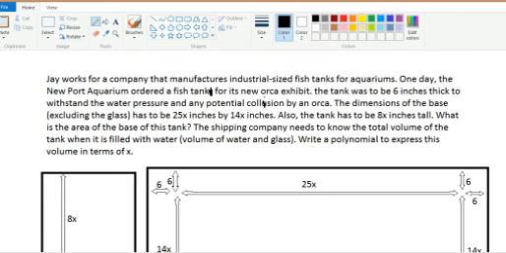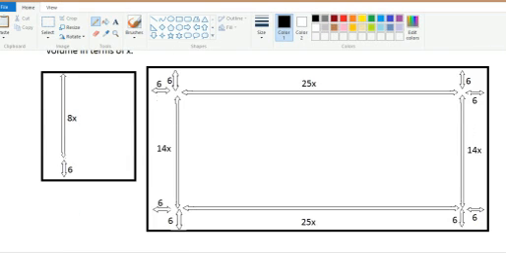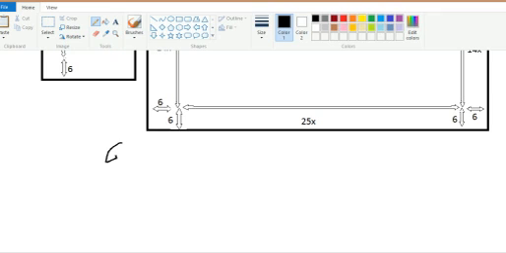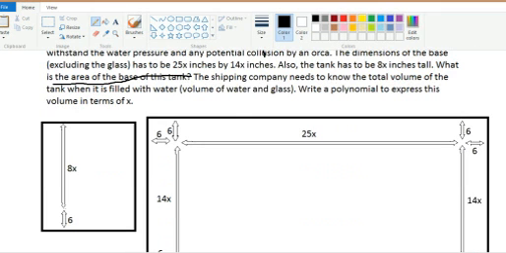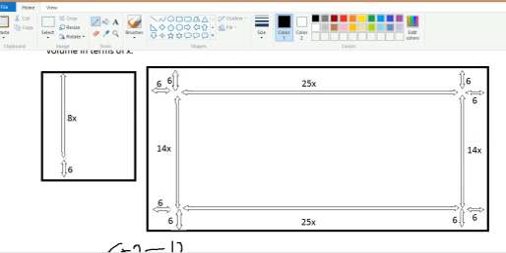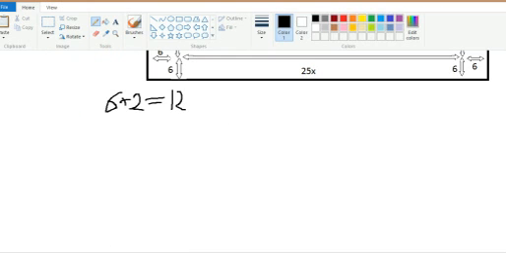So the first part of this problem, it says, what is the area of the base of this tank? So we would have to write a polynomial. So how do we find the area of the base? Well, the base in this case is a rectangle, so length times breadth. However, in this case, we aren't given any solid numbers. We are given a variable and a constant. Do you see where we are starting to apply polynomials here? Alright, so 6 times 2 is 12. So this side will be 25x plus 12, and this side will be 14x plus 12.